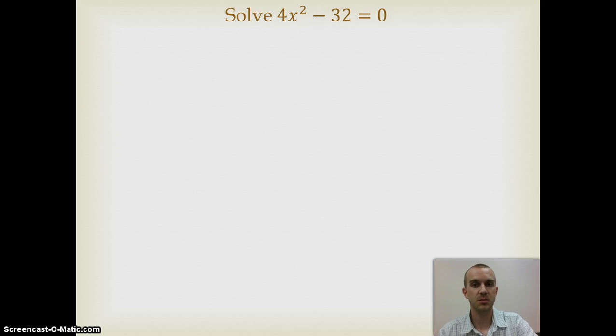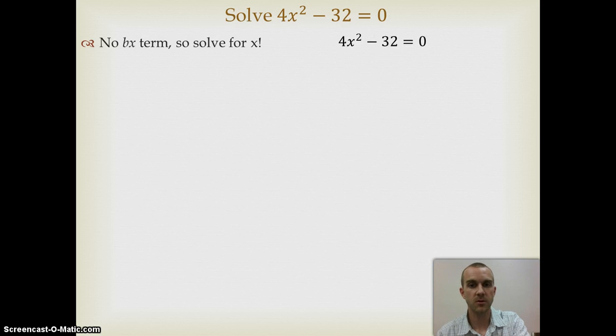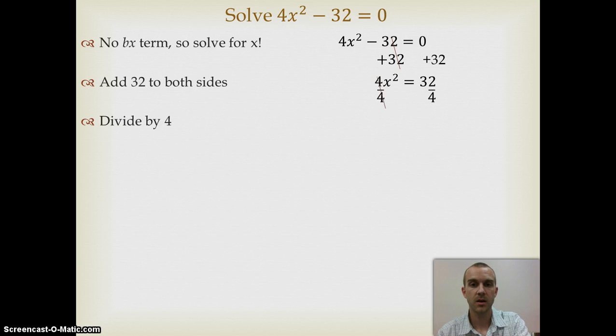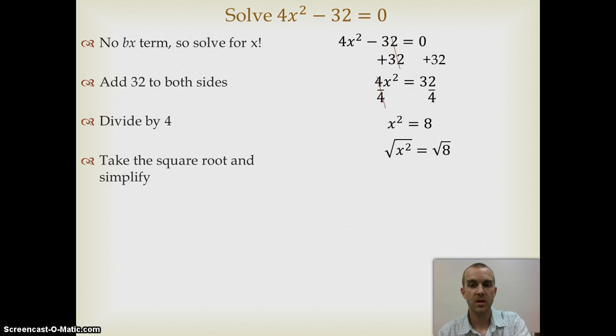So let's look at this example. 4x squared minus 32 equals 0. We're missing that bx term, so we can just solve for x. First, we add 32 to both sides. Then we're going to divide by 4, and then we're going to take the square root. And when we do that, we want to simplify our square roots, so this would simplify to plus or minus 2 the square root of 2. And remember, it's always plus or minus when we take the square root.